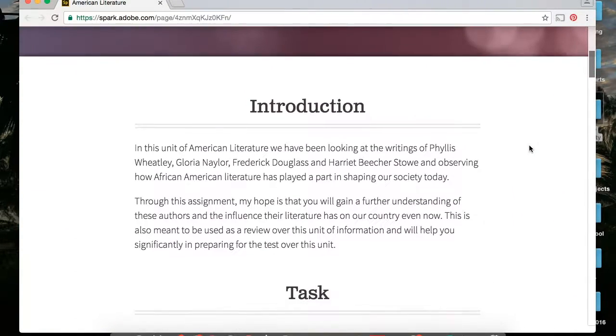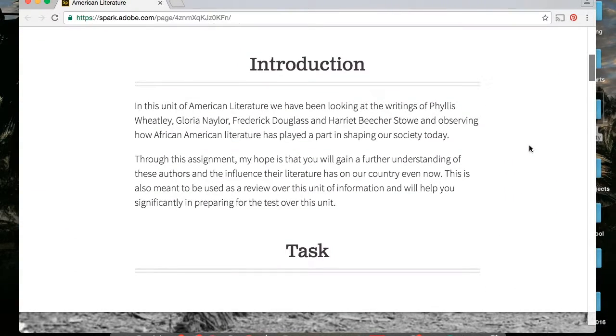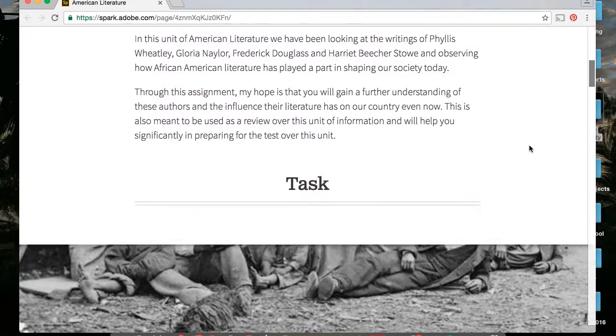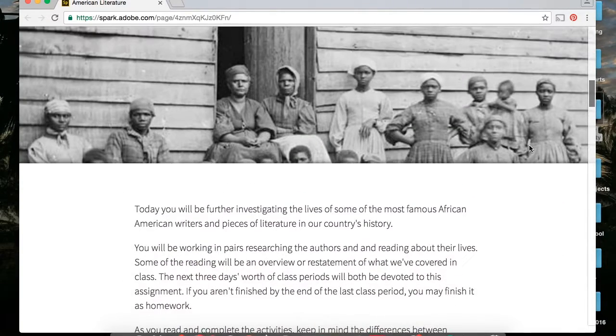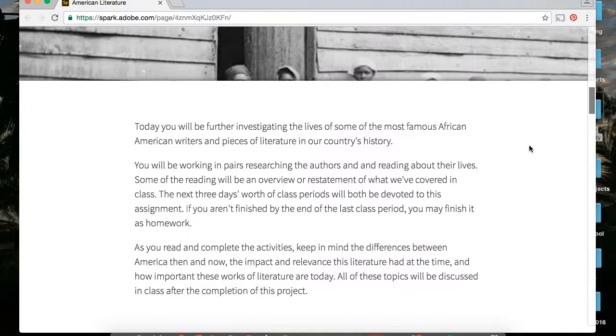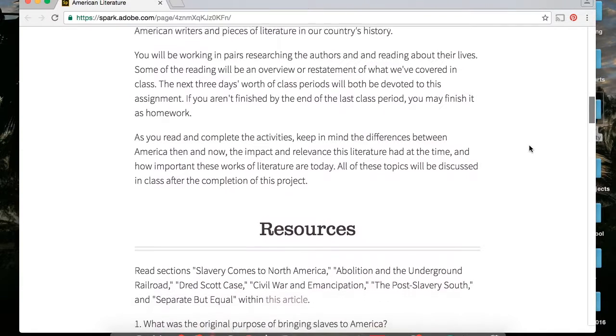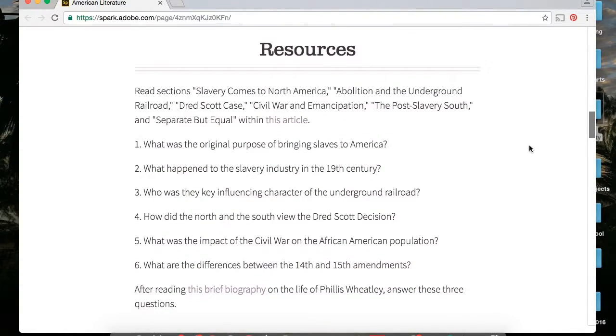First they have the introduction, going over again the authors and how they're going to be looking at how these authors shaped our society and our country. Next comes the task, where they are told specifically what they're going to be doing. Then you have the resources.